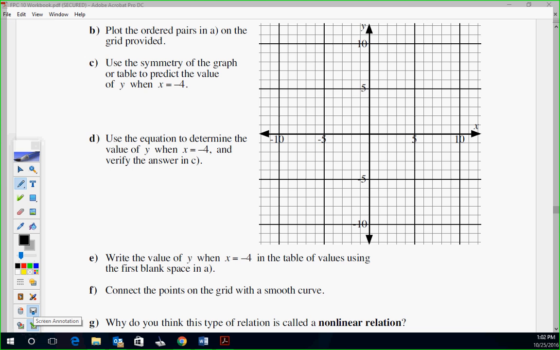Okay, so I'm going to have 4, 10. There's my first one. 3, 3. Second one. 2, negative 2. 1, negative 5. 0, negative 6. Negative 1, negative 5. So you can see your parabola. Put your arrows on it.